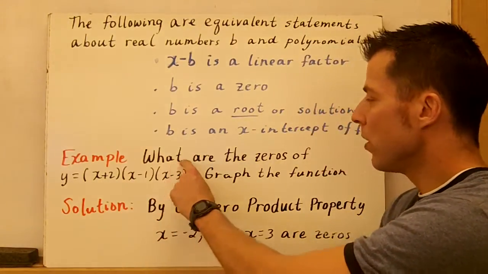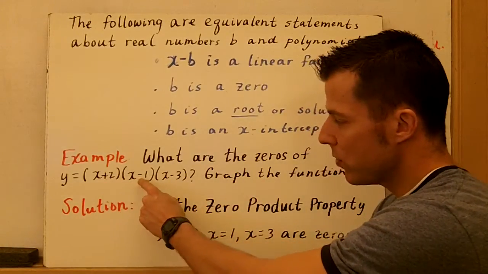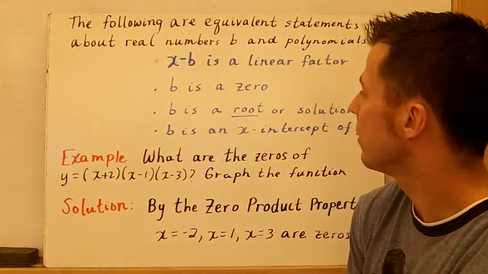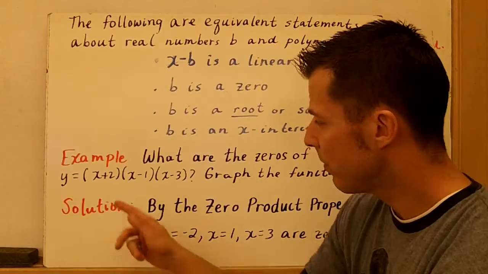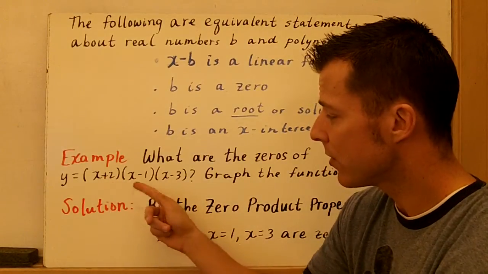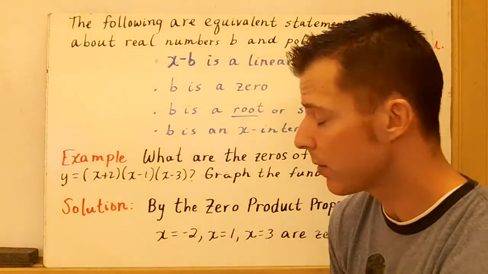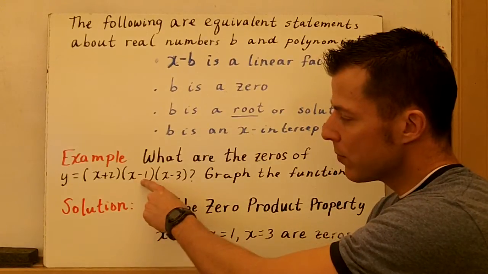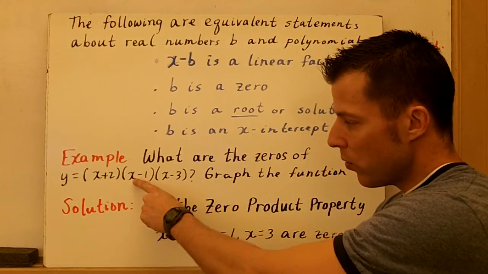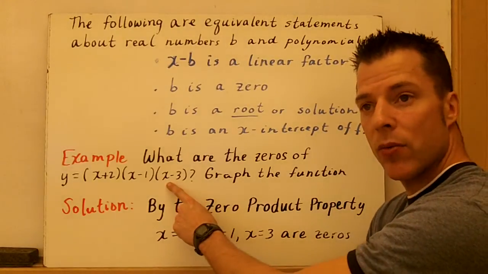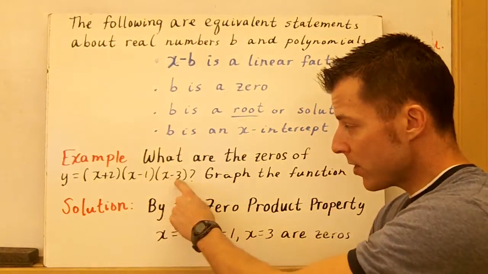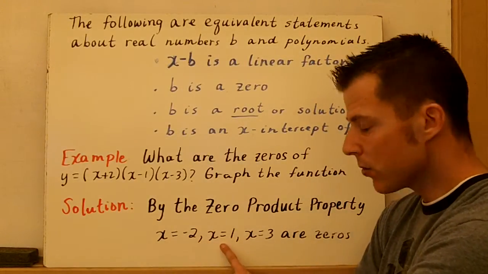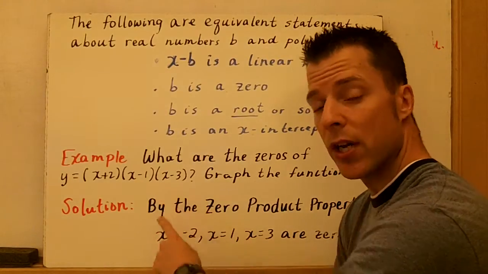For example, what are the zeros of (x plus 2)(x minus 1)(x minus 3)? Graph the function. So all of a sudden I've given you factors. We have to look at each of these three factors and figure out what makes each of them zero by the zero product property. What would make x plus 2 zero? Negative 2. What would make x minus 1 zero? Positive 1. And x minus 3, what makes that binomial zero? 3. So by the zero product property, x equals negative 2, x equals 1, and x equals 3 are the zeros of that polynomial function.